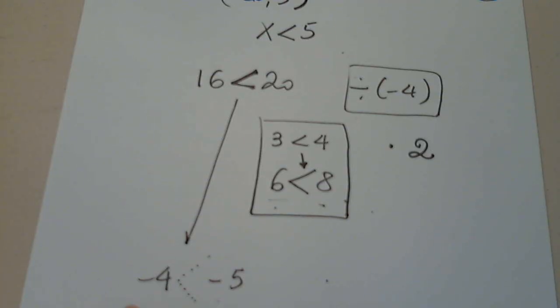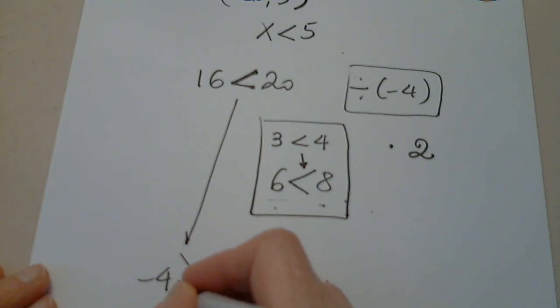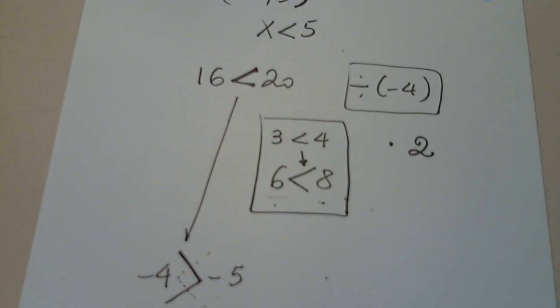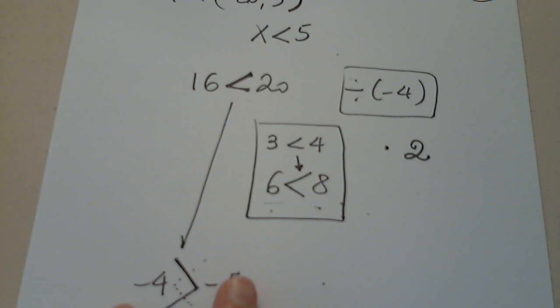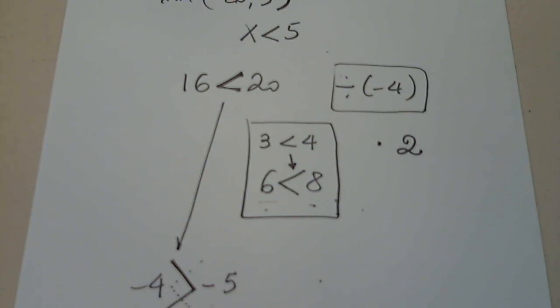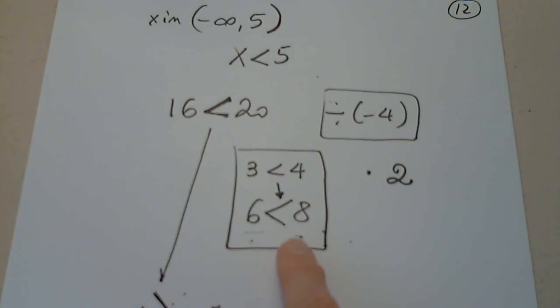-5 is not greater than -4. Therefore, we have to switch the inequality symbol. It was less than, now it's greater than. Because multiplying and dividing both sides of an inequality by a negative number changes the direction of the inequality. It does not when we multiply or divide both sides by a positive number. That is carved in stone. It's the same. Nothing changes.